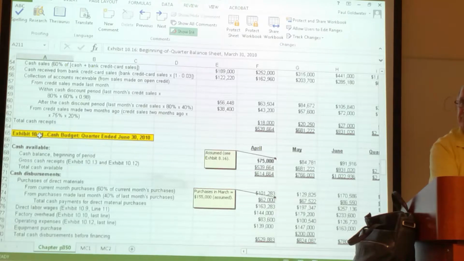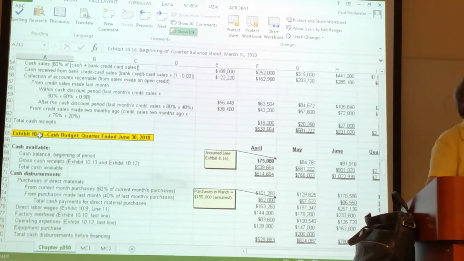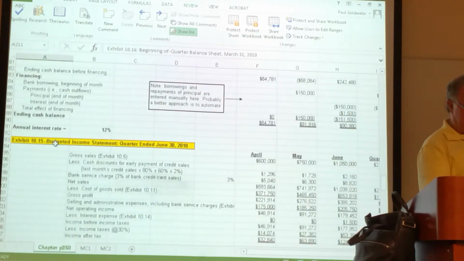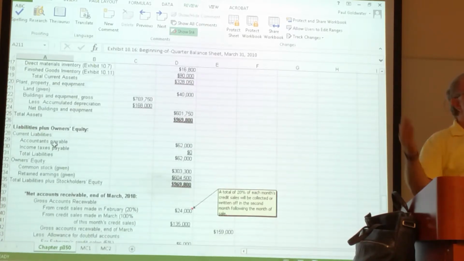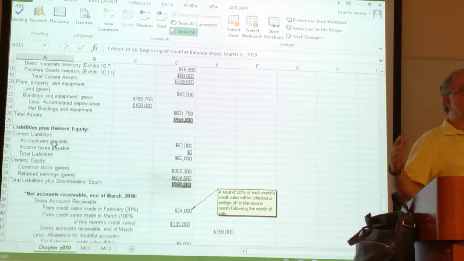Now, here's the cash budget. What is the most important exhibit? Each one of those yellow areas on a separate sheet, which one is the most important? Cash or accrual accounting? When I say accrual accounting, what am I talking about? Income statement, balance sheet. What's the most important component up here, the most important exhibit? Cash or accrual accounting? Cash.